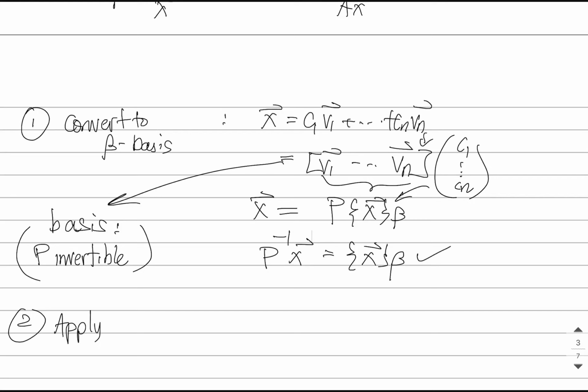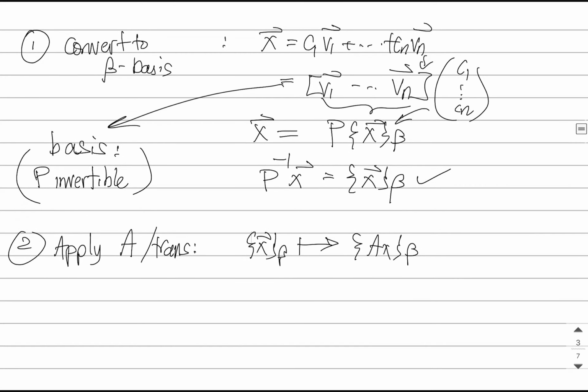Well, now I'm going to apply this transformation. I'm going to apply A, which I can think of as a transformation. And I know that when I do this, I'm going to be starting from my vector in this coordinate system, and I'm going to turn it into this vector in that same coordinate system. Now I'm in this language.